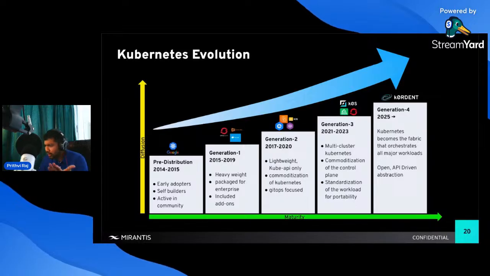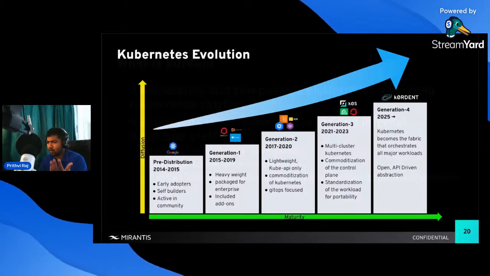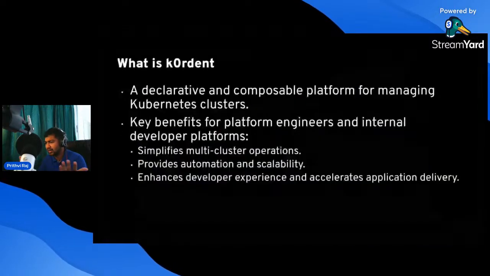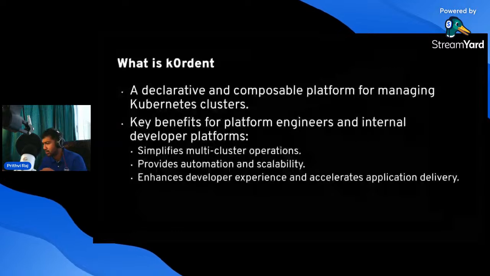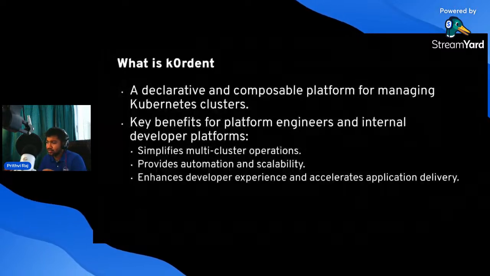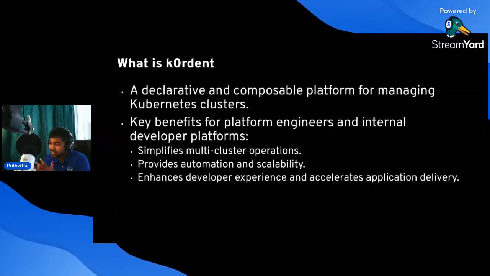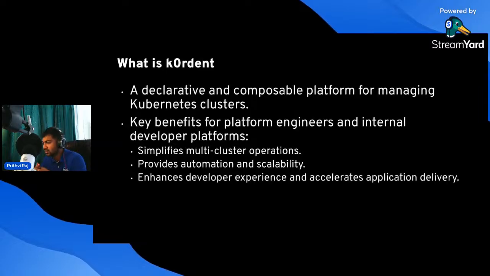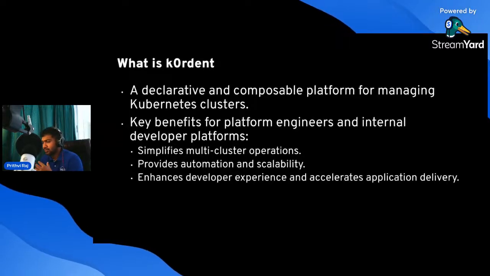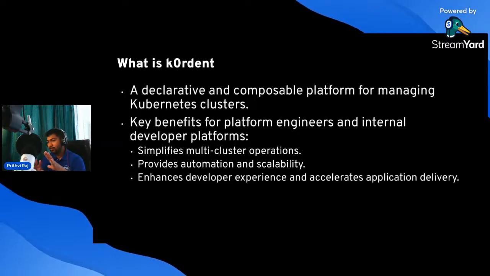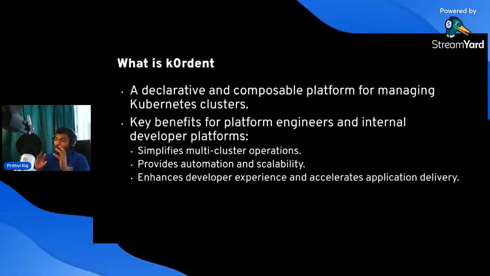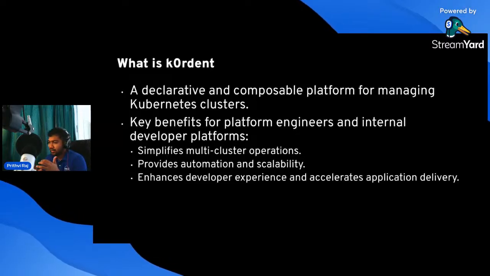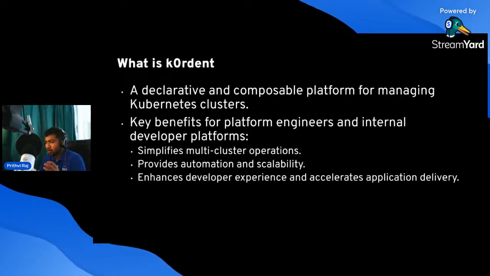workloads. And as a recap, what Cordant is: it's a declarative composable platform for managing all your different Kubernetes clusters. With Cordant, you can deploy and manage multiple clusters using a single declarative framework. And obviously, imagine you're part of a platform team and your organization is growing rapidly and different teams are deploying applications on Kubernetes.